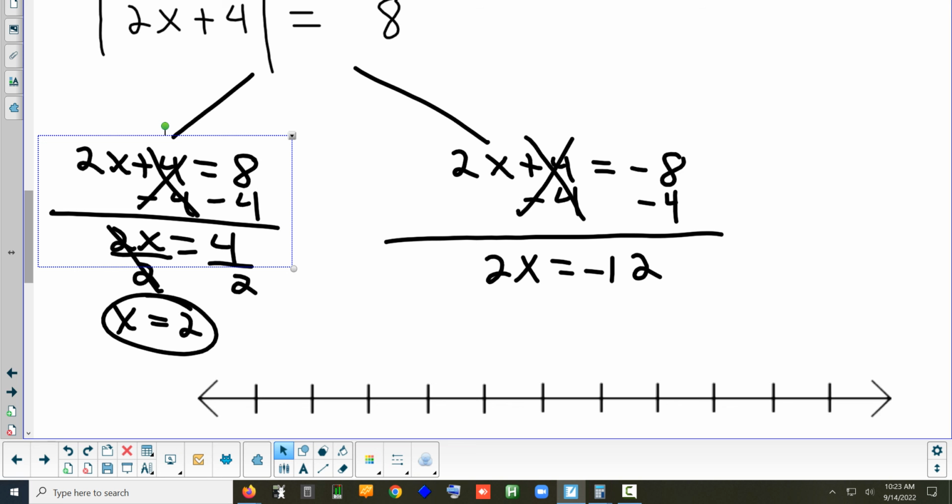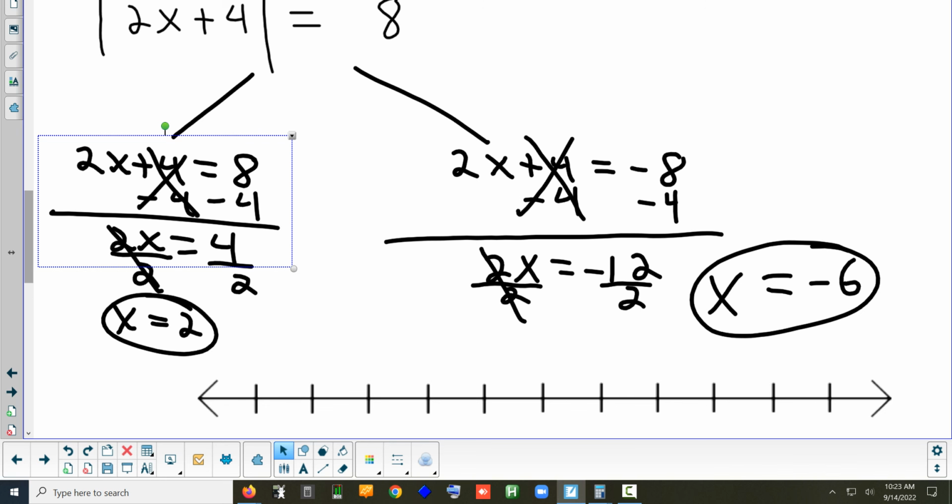Good. Now, the last step is the same as the last step here. Divide both sides by 2. And negative 12 divided by 2 gives me negative 6. Very good. So those are my two answers.